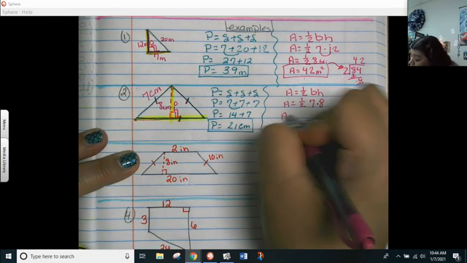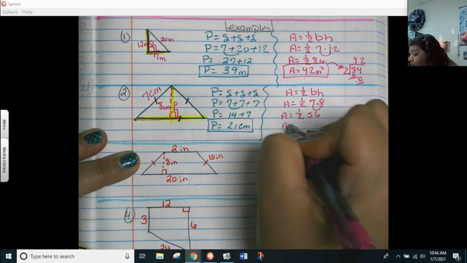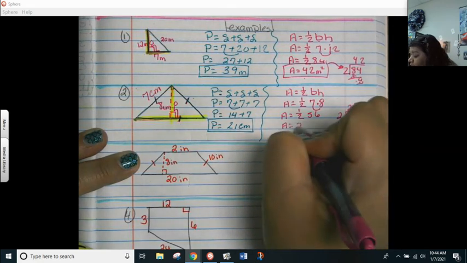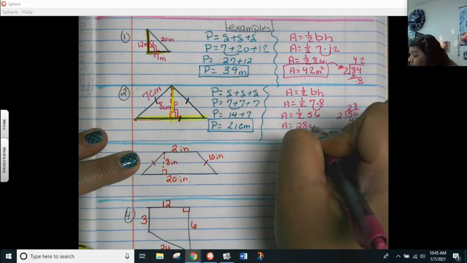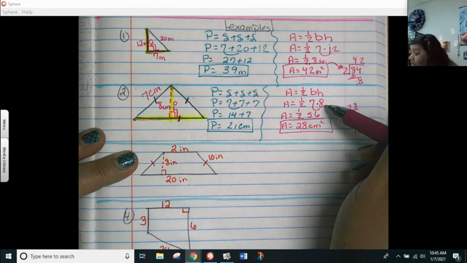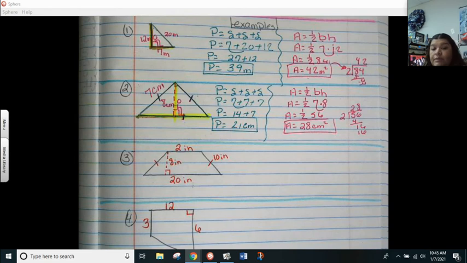Now you can go ahead and either divide or multiply. So 7 times 8 is 56. And then we're going to do half of 56, so that is 56 divided by 2. That's 28. This will be 28 centimeters squared. Okay, now had I divided the 8 by 2, 8 divided by 2 is 4. 4 times 7 is 28. So like I said before, it's up to you when you want to do that. I just do it this way because that's what the majority of students like to do.